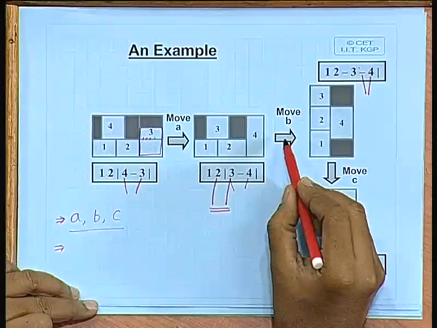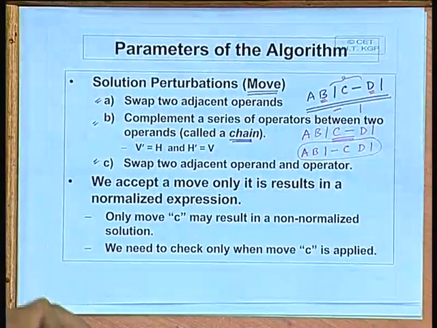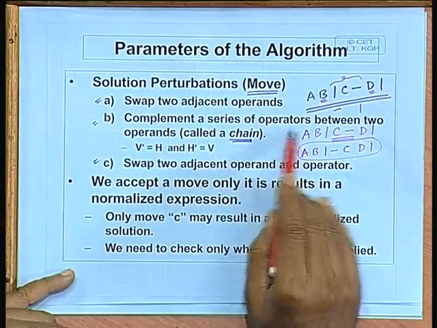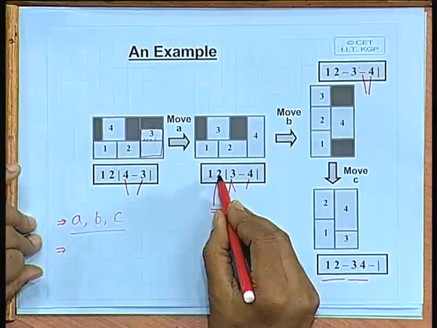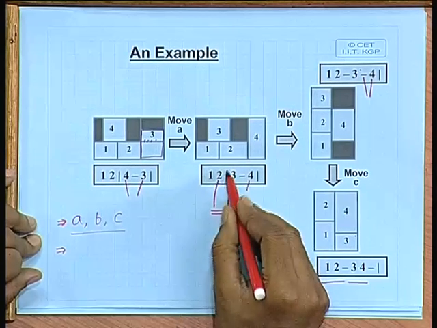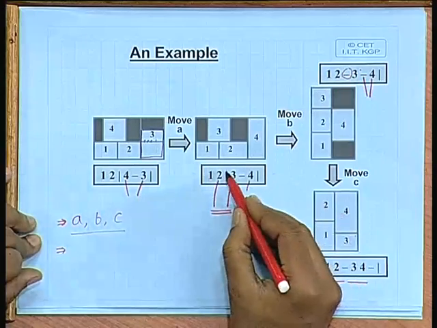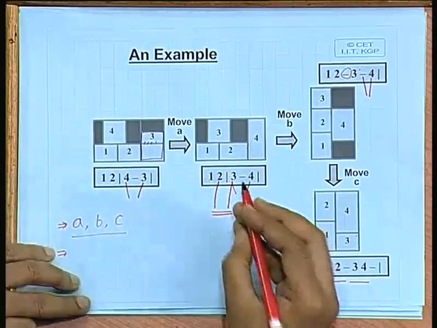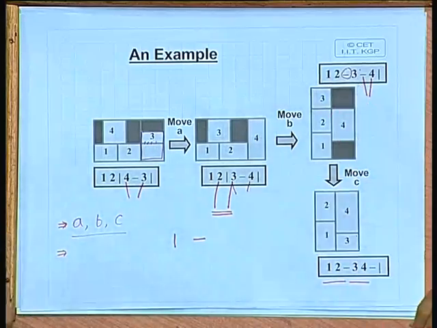Yes. So, does move B? Move B says, if you recall, that you identify a chain, a series of operators between 2 operands, they are complemented. So, in this case you have chosen to select these 2 operators 2 and 3. Here in this example there is one operand only. So, that one operand you exchange, you complement it in fact. The vertical you make horizontal. So, it becomes this.